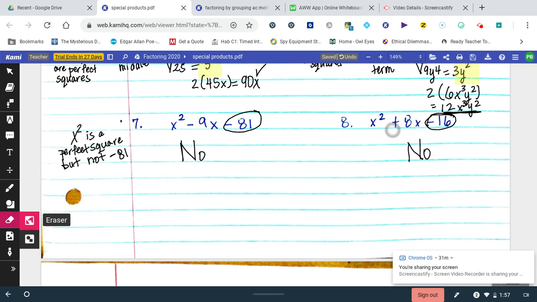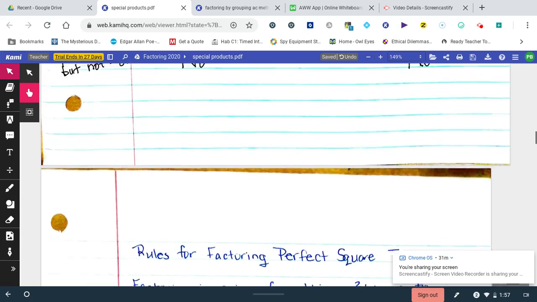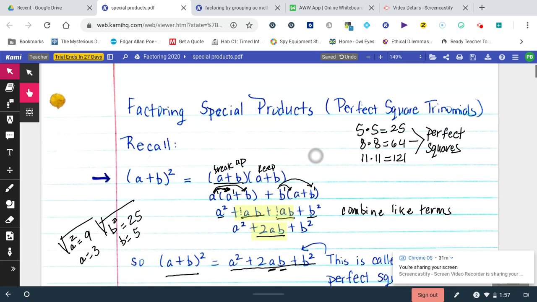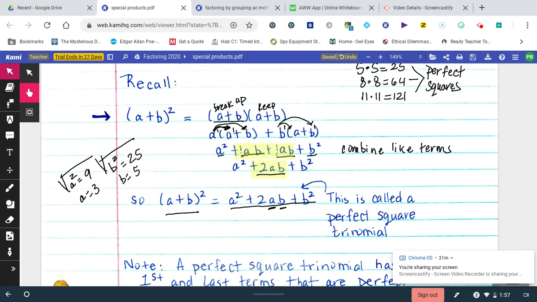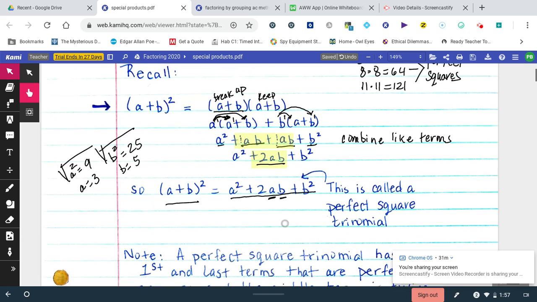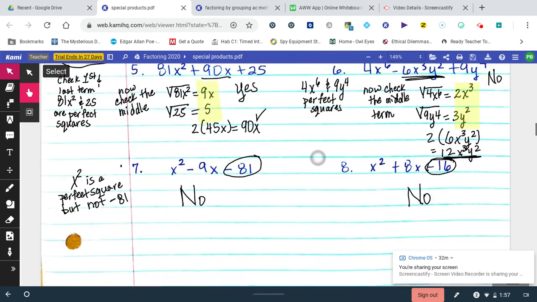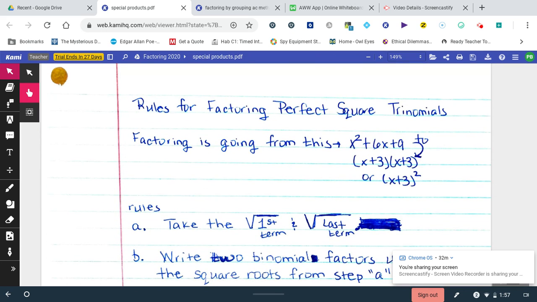All right, now, since we can determine whether it's a perfect square trinomial or not, let's actually factor some. Okay, so I want you to keep in mind, guys, factoring is when you work backwards. So I'm going to give you the polynomial and you're going to give me the factors. All right, here we go.